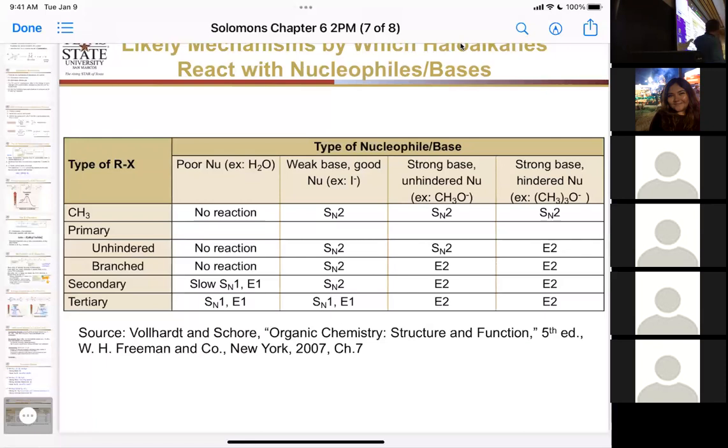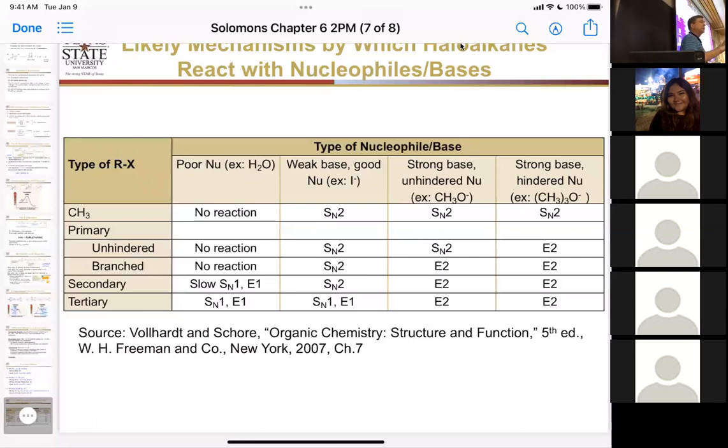And then on tertiary, we have SN1 and E1, because it's got to form that carbocation. Even with a good nucleophile, we get SN1 and E1 because of sterics, we can't do SN2. And because of sterics, we get E2 and E2, only attacking that beta carbon and that beta hydrogen.